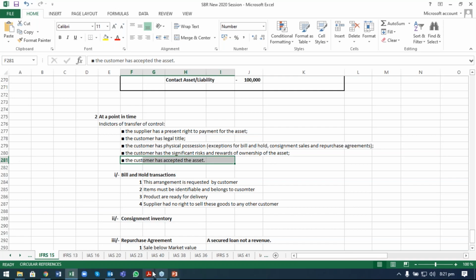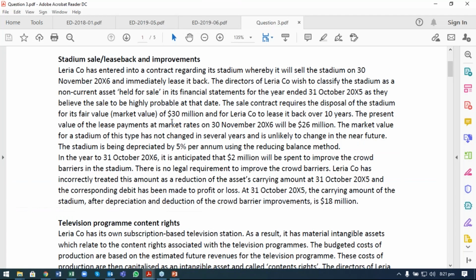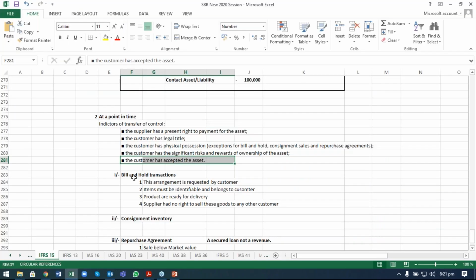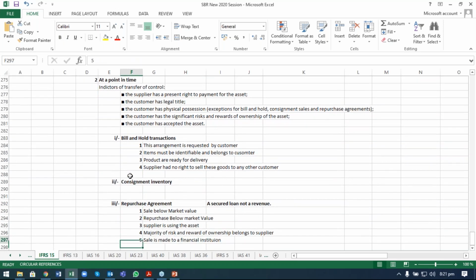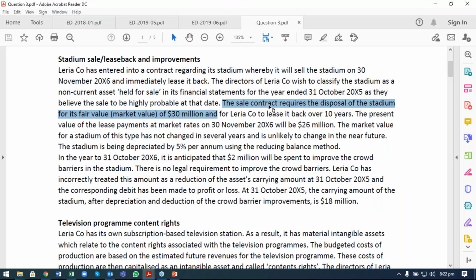Now looking into this scenario, what do you think, whether these criteria have been met or not? This asset was sold at a market value. Now, one more thing, this is sale and lease back, repurchase. This is something of a criteria of a repurchase agreement. If these conditions are met, then you can say that it's a repurchase agreement. A repurchase agreement means it's a secured loan, it's not a revenue. When you have sold an asset below the market value, have we done the same thing over here? The sale contract requires the disposal of a stadium for its market value of 30 million.